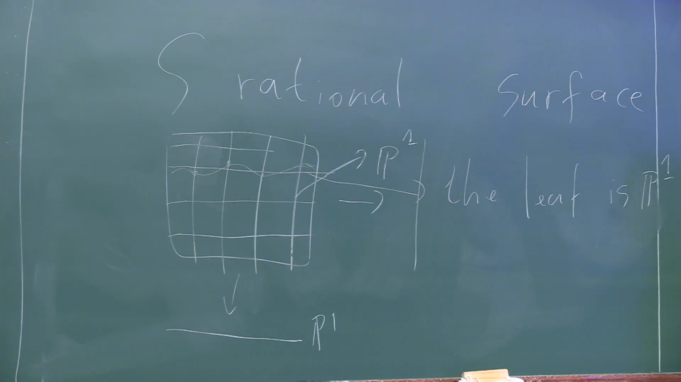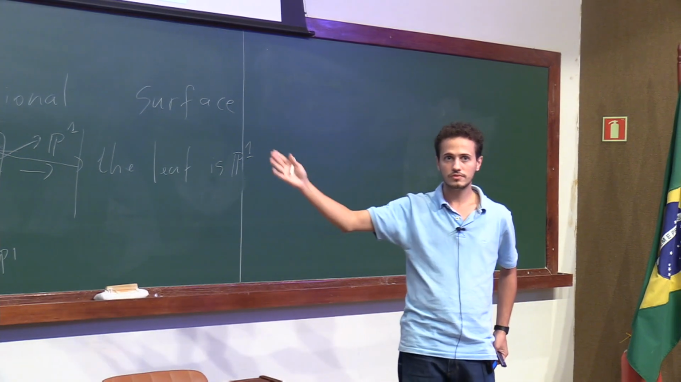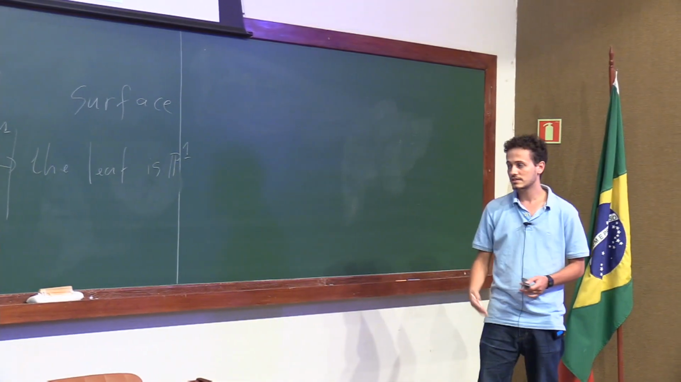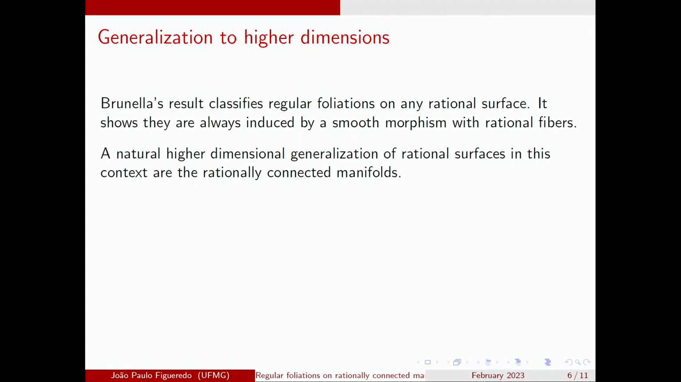So what he actually shows, to summarize, is that every foliation on a rational surface is actually induced by a fibration with rational leaves. And this is a very nice result because it classifies the regular foliations on every rational surface. So it's natural to think of a generalization of this result to higher dimensions. A way to generalize rational surfaces to higher dimensions is to consider rationally connected manifolds.